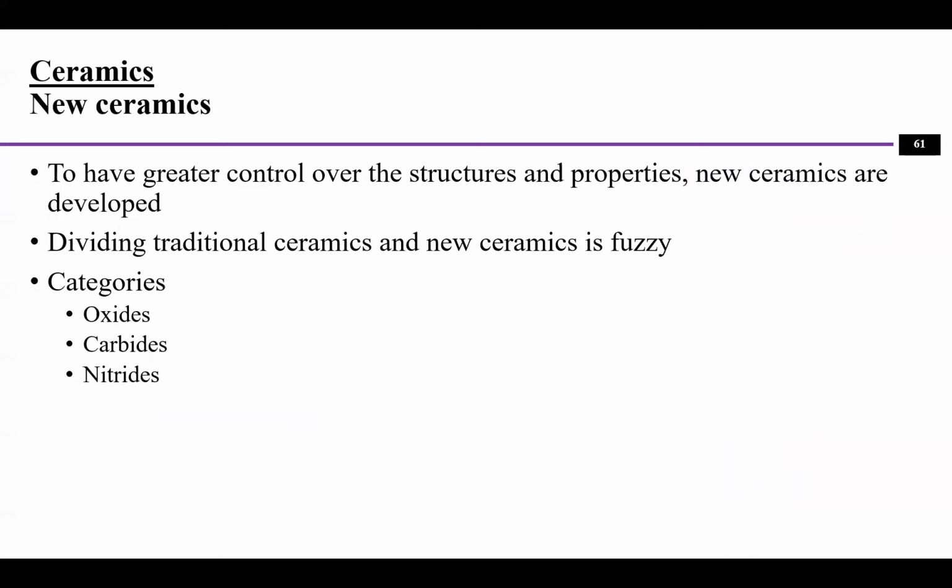And for the new ceramics, the difference between the traditional and new ceramics is that new ceramics have a greater control during the process of making those materials. Because we have a better control of the process, then we have a better control of the structures in the material, and this is how we can make even stronger or better properties of ceramics. And typically there are three categories of new ceramics: oxides, carbides, and nitrides.